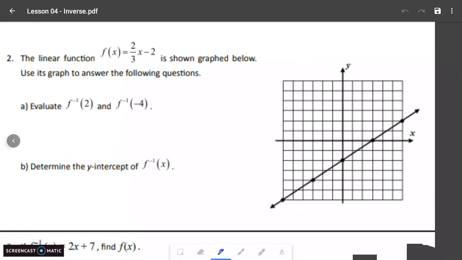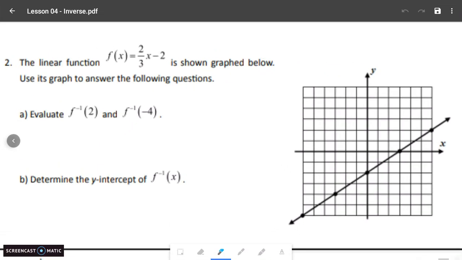Here we have the linear function f of x equals 2/3 x minus 2. And we have this graph, and we want to just evaluate where this notation is. So remember, if we plugged into regular function notation, it's always f of x. Kind of like we have right here. But if I was to plug into that, I'd be plugging in 2. But if I'm plugging into the inverse, I'm really looking at where we have 2 along the y. So this point here, that f inverse is going to be at 6.